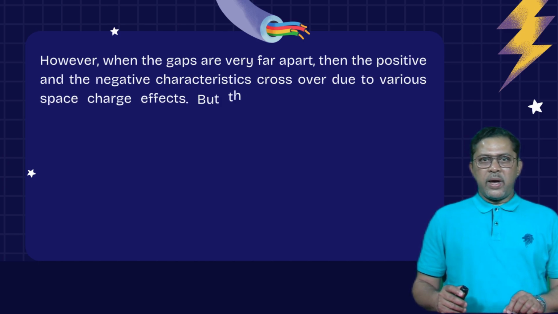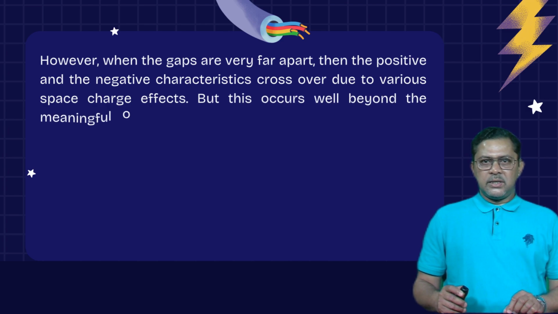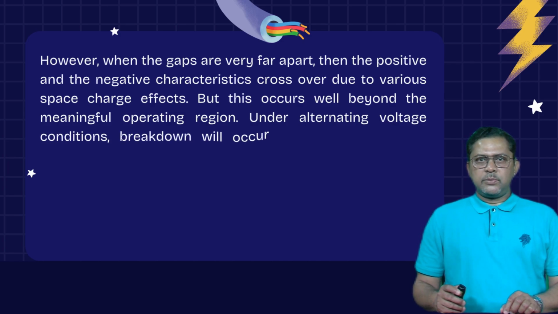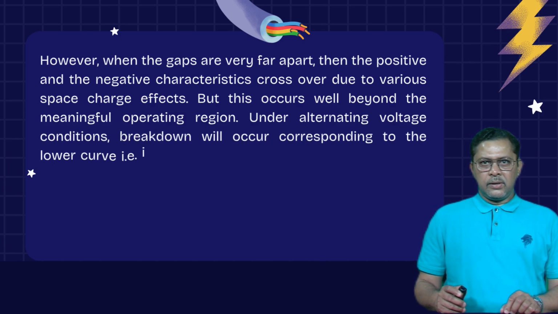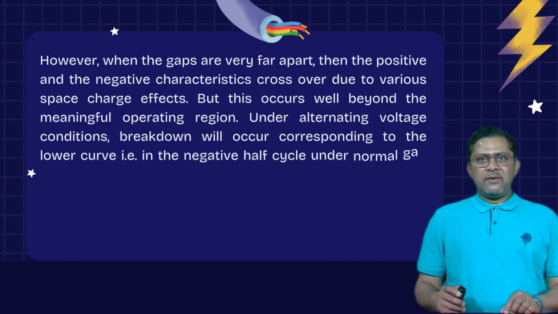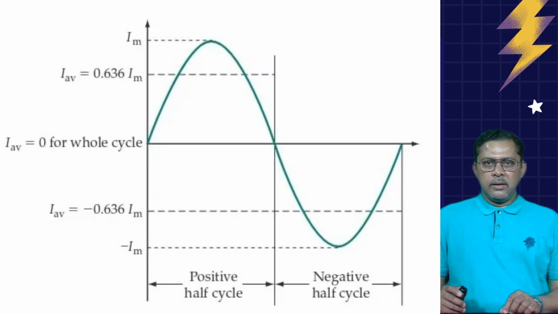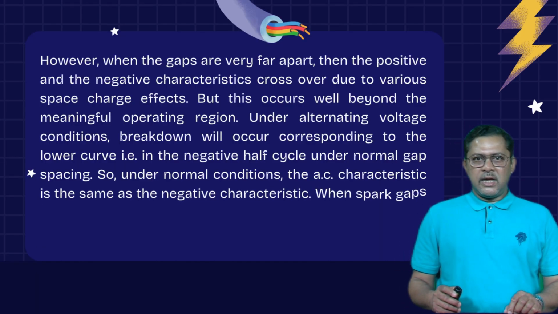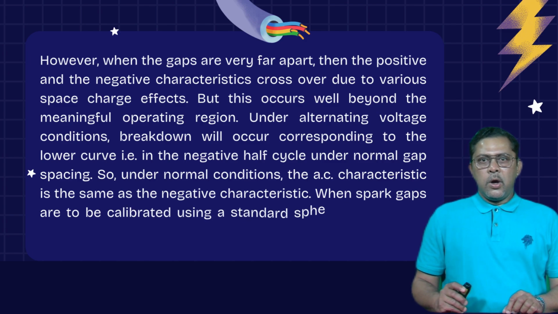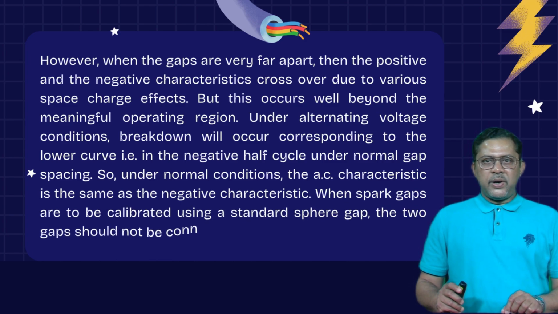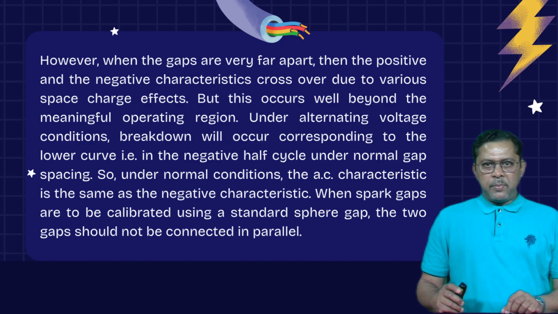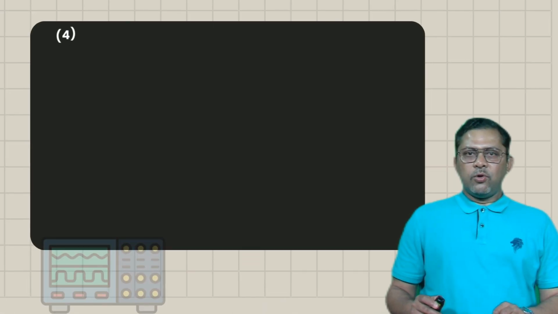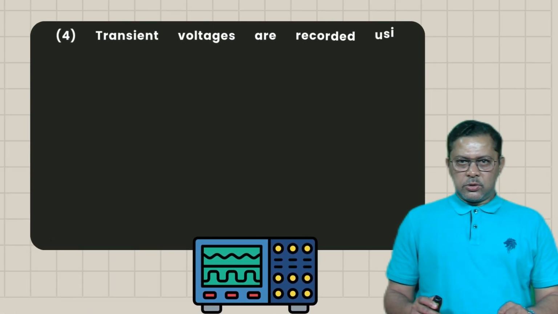Because this occurs well beyond the meaningful operating region, under alternating voltage conditions, breakdown will occur corresponding to the lower curve, which is in the negative half cycle under normal gap spacing. So, under normal conditions, the AC characteristic is the same as the negative characteristic. When the spark gaps are to be calibrated using a standard sphere gap, the two gaps should not be connected in parallel. Transient voltages are recorded using oscilloscopes.